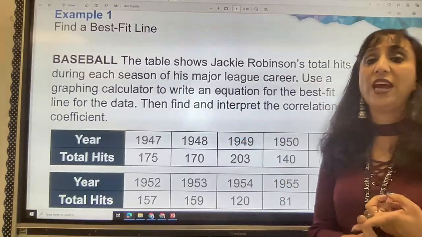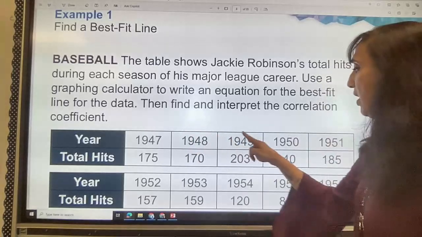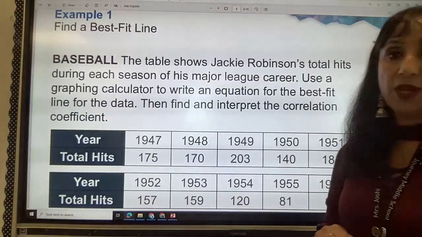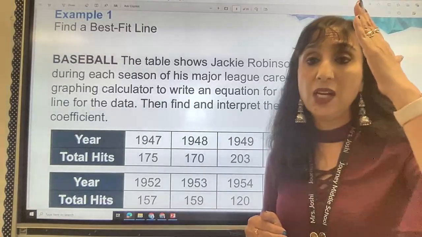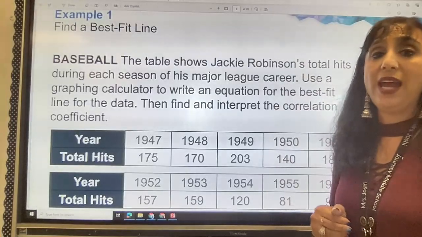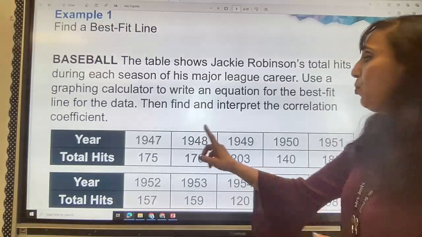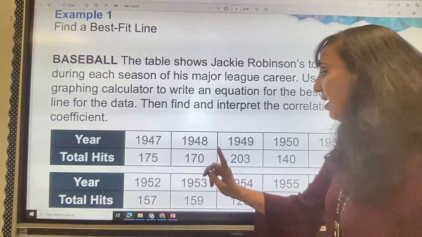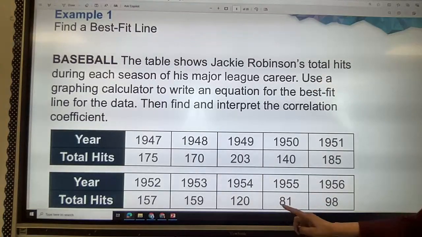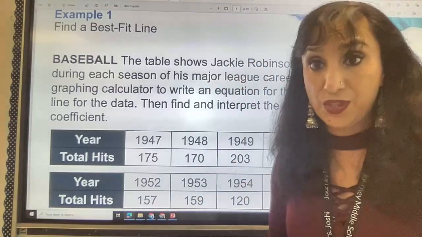So if we think of 1947 as 0, this will be 0, 1, 2, 3, 4, 5, 6, 7, 8, 9. So that's what I'm going to put in the X list. Okay, and then in L2 I'm going to put the total hits. So for 0 I'll put 179, 175, 170, 203, 140, 185, 157, 159, 120, 81, 98. So these are my Y values.